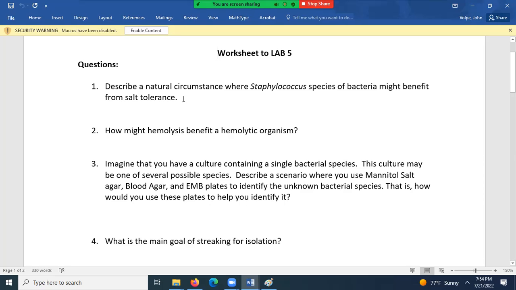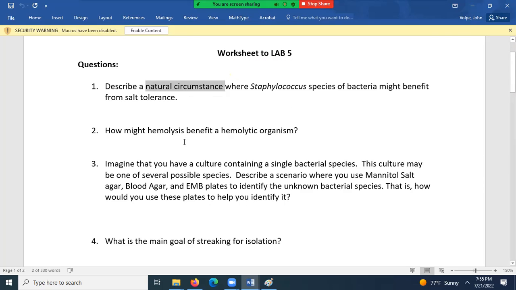So you can't tell me when it's found on a mannitol salt agar plate, because that's not a natural circumstance. That's an artificial circumstance where we're growing the bacteria in the lab. So give me a natural circumstance.